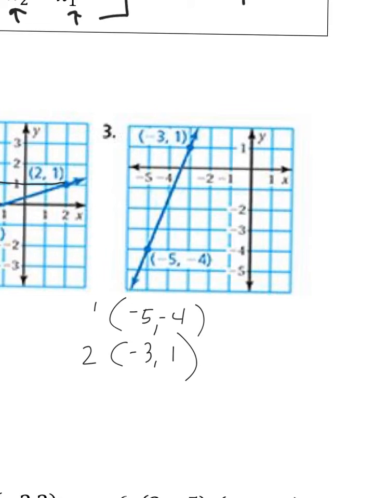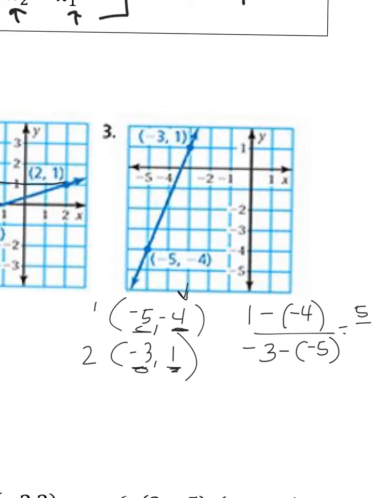So change in y, here's my y's. So y sub 2 minus y sub 1, negative 4. So it's the y value of the second one minus the y value of the first one over x sub 2, negative 3, minus x sub 1, negative 5. Using my calculator, 1 minus negative 4 is 5. Negative 3 minus negative 5 is 2. So my slope is 5 over 2.